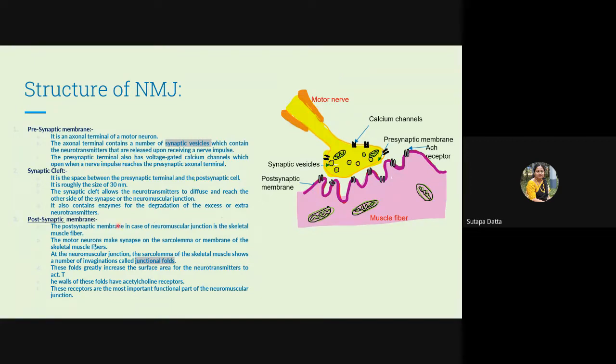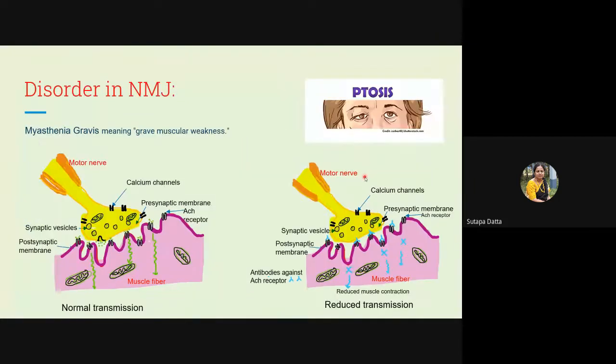Now, what is the function? These folds greatly increase the surface area for the neurotransmitters to act. And the walls of these folds have acetylcholine receptors. You can see here these walls have the acetylcholine receptors on them. And these receptors are the most important functional part of the neuromuscular junction.